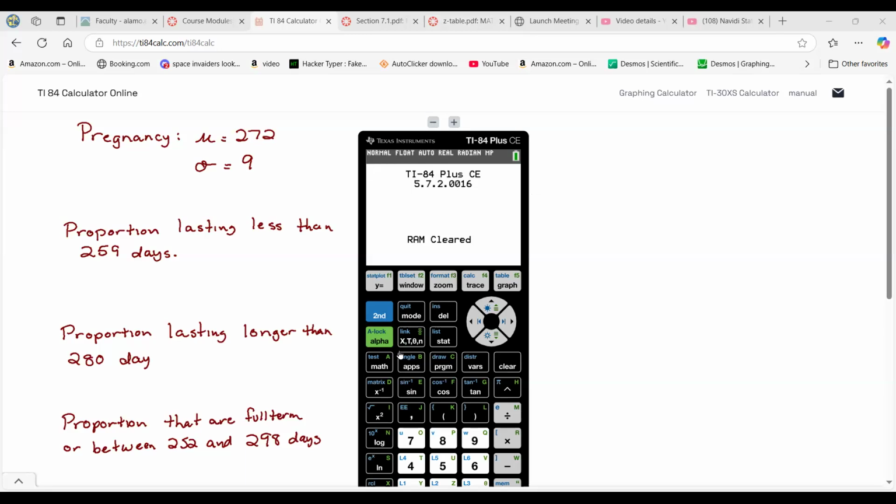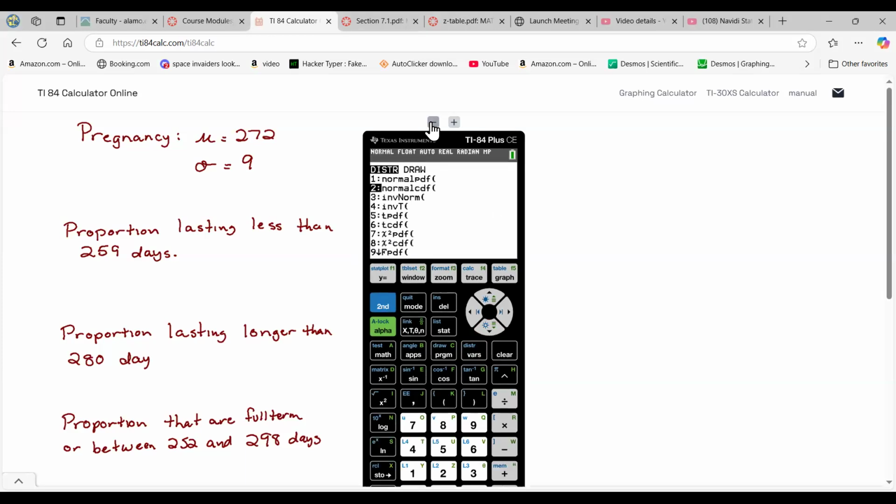So what you'll end up doing is you notice right here it says vars, and right above it says distribution. Right under the circle that moves us around, we're looking for this distribution. So that means we hit second and vars to get those distributions. And we're going to move down to number 1.